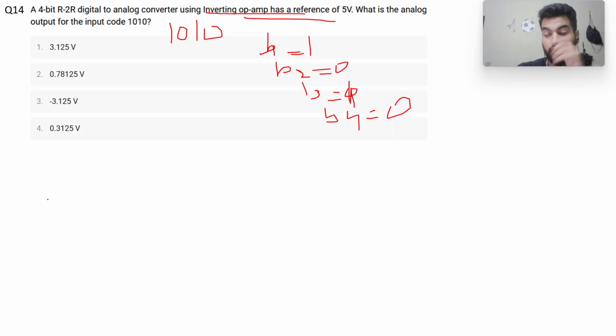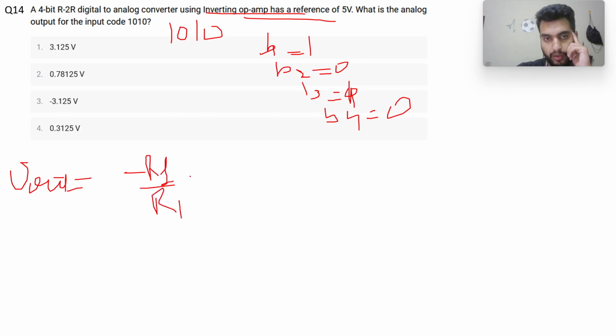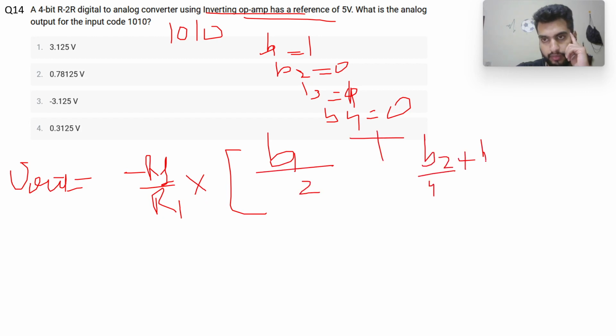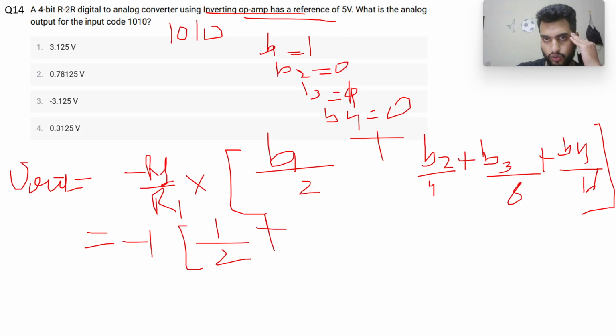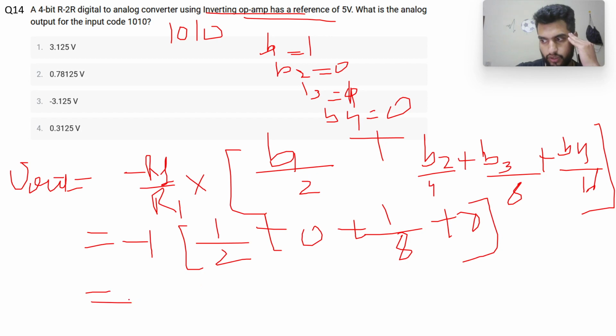So we know that V output is equal to the gain of the op-amp, that is minus RF by R1, because it's connected to an inverting op-amp, times B1 by 2 plus B2 by 4 plus B3 by 8 plus B4 by 16. Here we are not given the values of RF and R1, so I am assuming RF is equal to R1. So this thing will be equal to 1. So minus 1 times B1 by 2 plus 0 plus 1 by 8 plus 0.